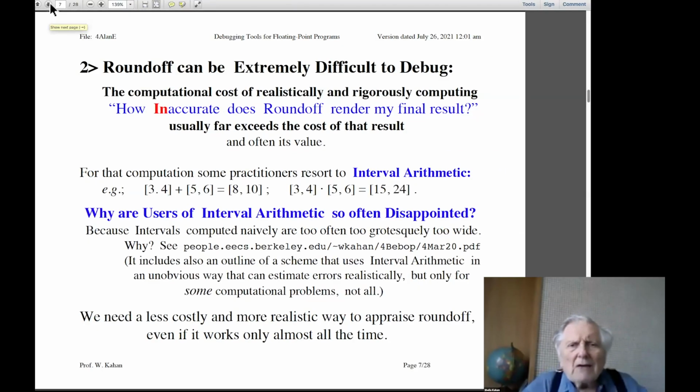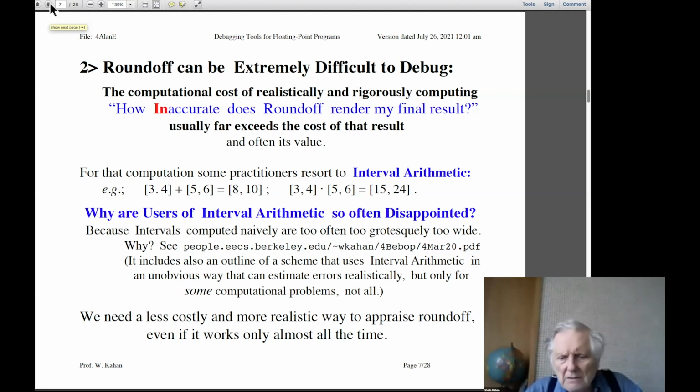Round off is the big problem. That is always with us, and it can be extremely difficult to deal with. Now, attempts have been made to automate error analysis. One such attempt is interval arithmetic.